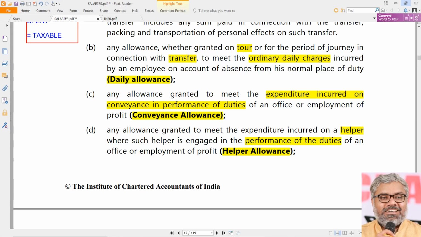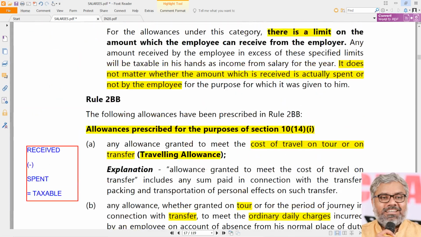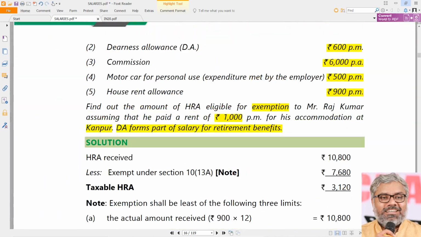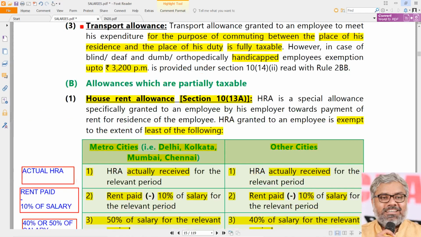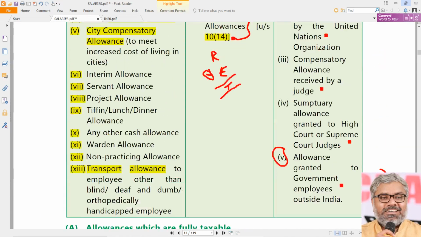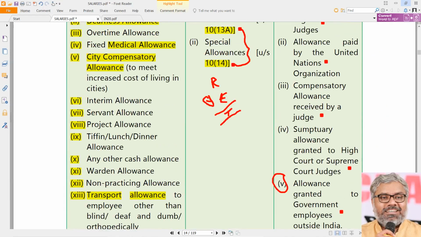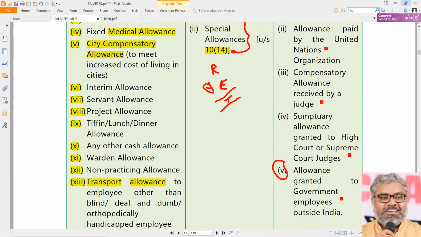But the point to be noted here once again: helper here, we are not talking about as servant. Helper allowance is different, servant allowance is different. Servant, generally when we say, is in the house. Like that, earlier we have some taxable allowances. Don't mix them up. Understand the difference very clearly. There are fully taxable allowances, where various allowances are there. For example, servant allowance is fully taxable. Why? That is personal purposes.